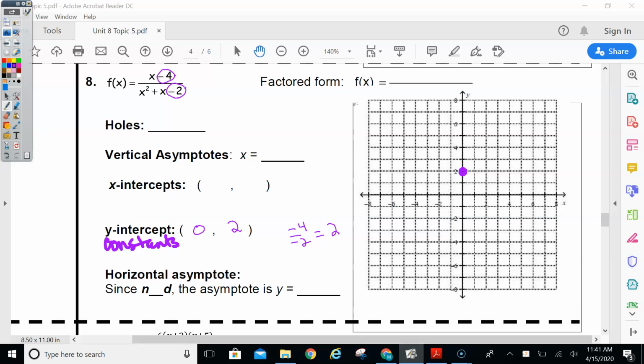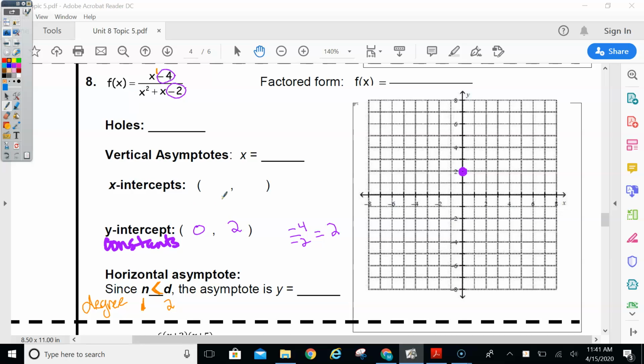Now notice that horizontal this time, if we look at degrees first, the degree of the numerator is 1, because it's a linear equation, it has a degree of 1. And the denominator is squared, so there's 2. So this time the numerator is less than the denominator. So we don't look at the coefficients in front here.